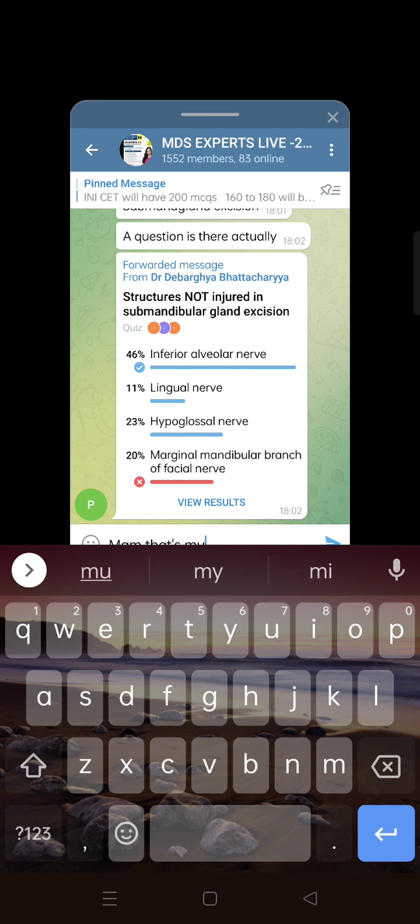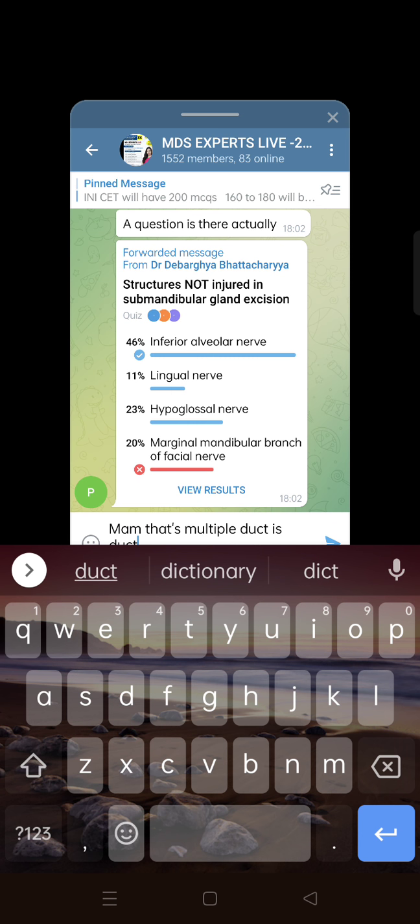Okay. So when we are talking about the deep cervical fascia, we say that it has 3 layers. One is the investing layer. The investing layer is the one which covers the whole of the neck. So when we say the fascia which is covering the whole of the neck like this, it is the investing layer.